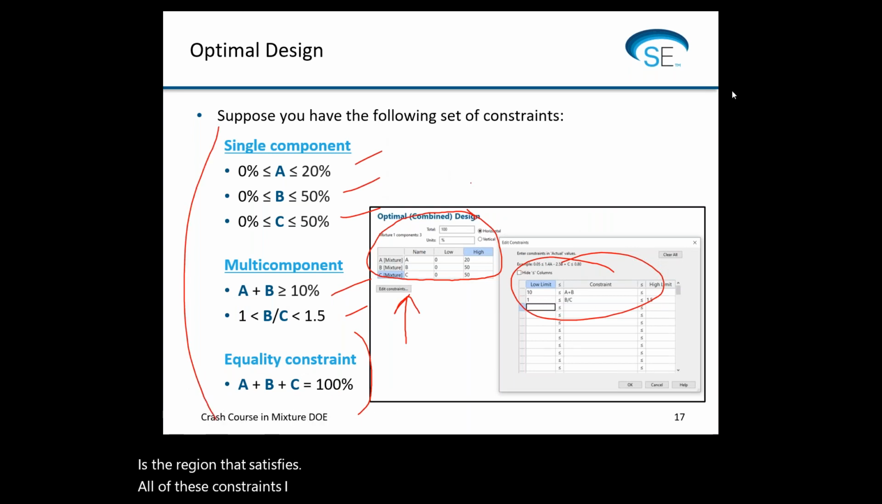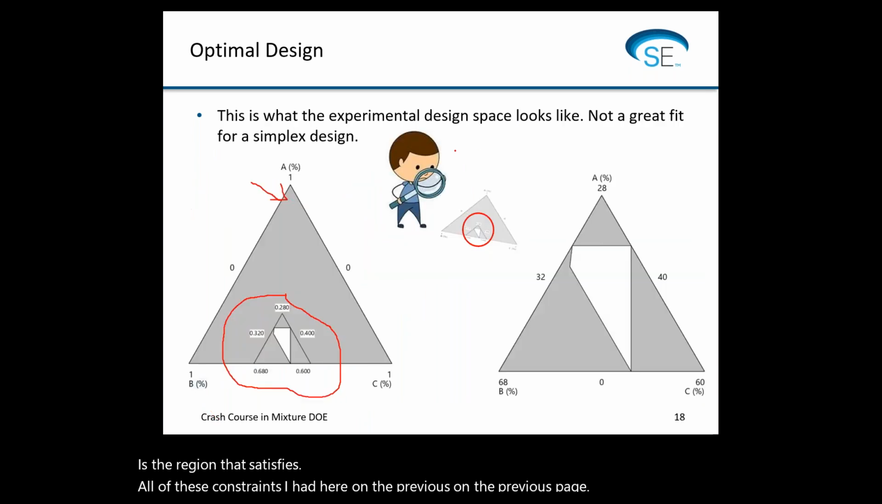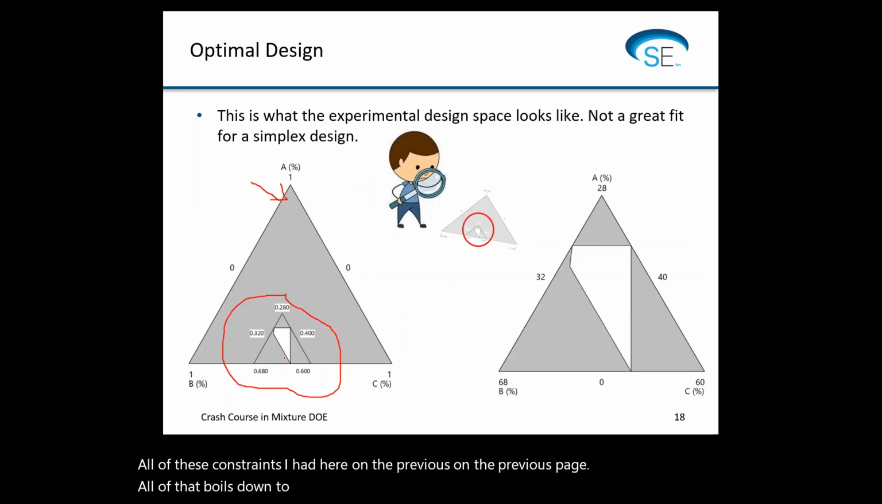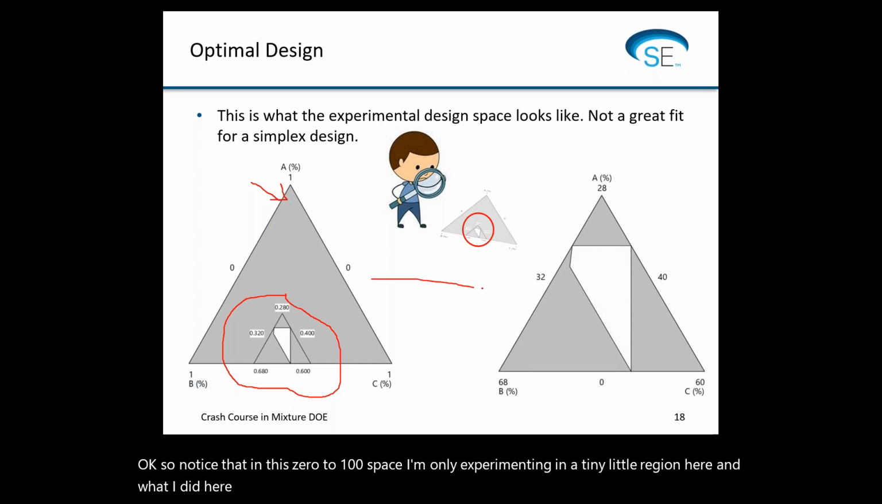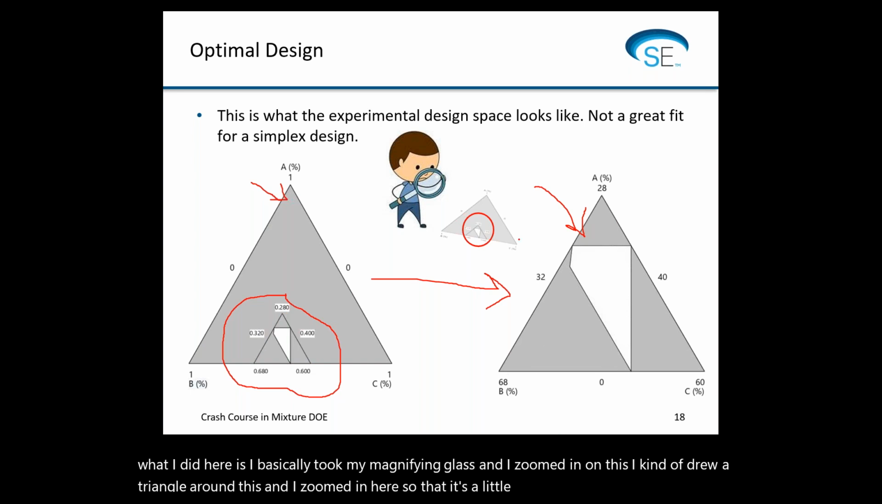had here on the previous page. All of that boils down to this little white region here, this little, I guess, 1, 2, 3, 4-sided figure here. Okay, so notice that in this 0 to 100% space, I'm only experimenting in a tiny little region here. And what I did here is I basically took my magnifying glass and I zoomed in on this, I kind of drew a triangle around this and I zoomed in here so that it's a little easier to see.